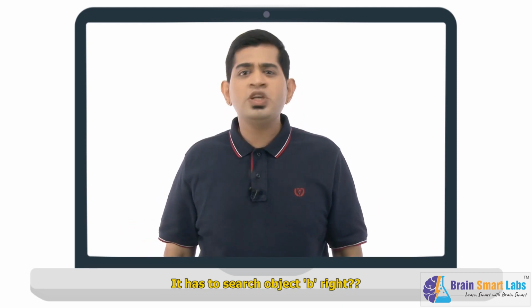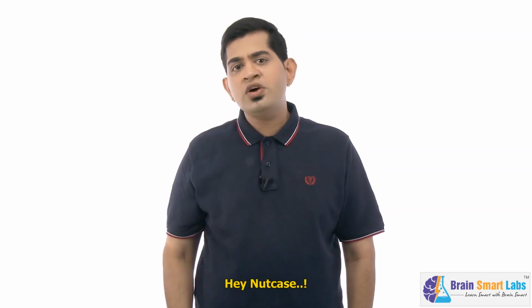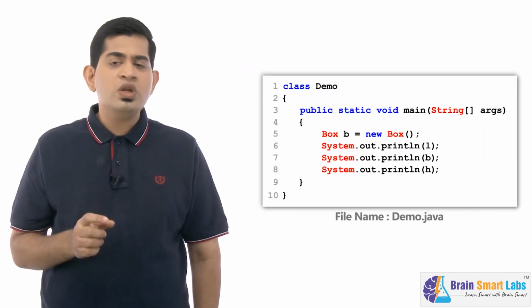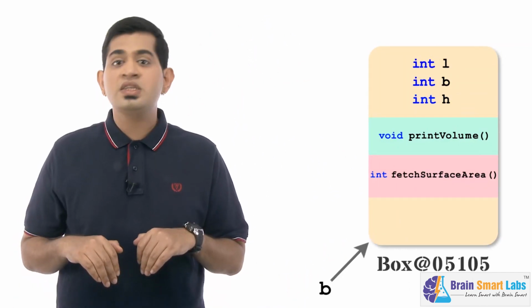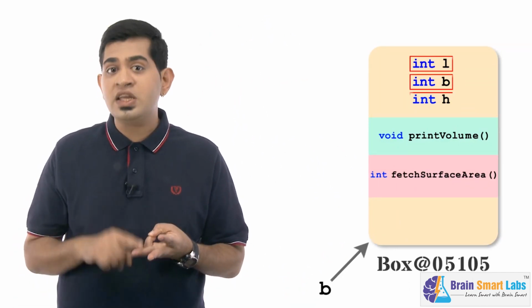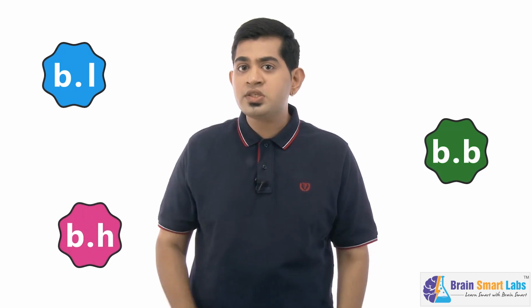Oh really? Inside the main method? It has to search the object, right? Why is it searching inside our main method? Your main method contains only one variable, that is variable b of type Box. This variable is having the address of your Box object, which in turn contains instance variables L, B and H. That is why to access these variables, we have to use b.l, b.b and b.h.